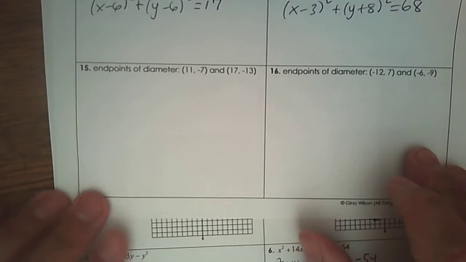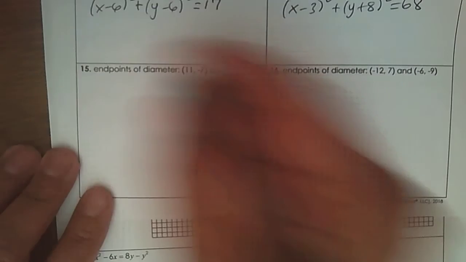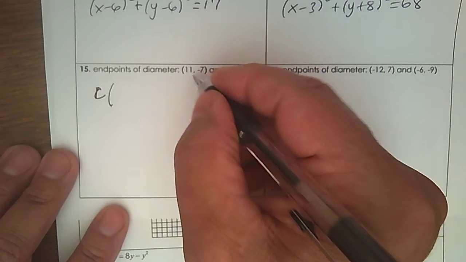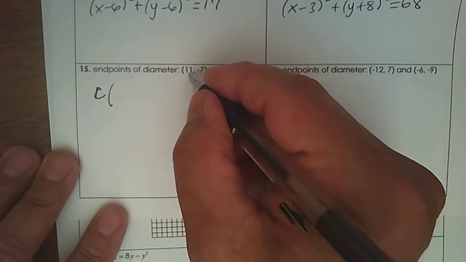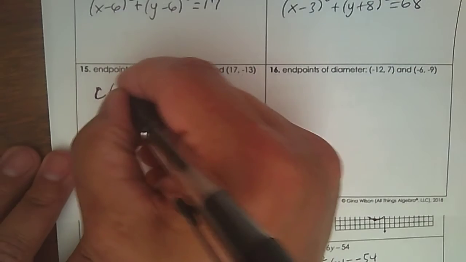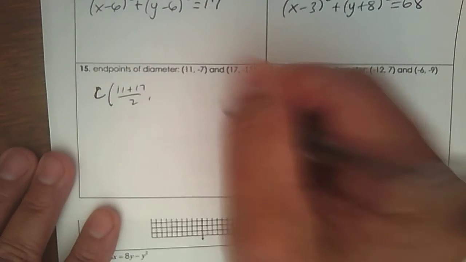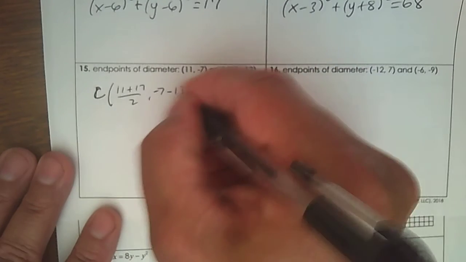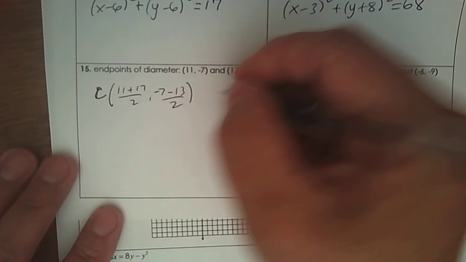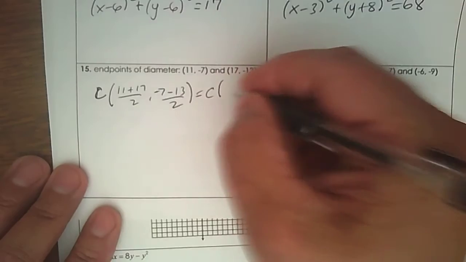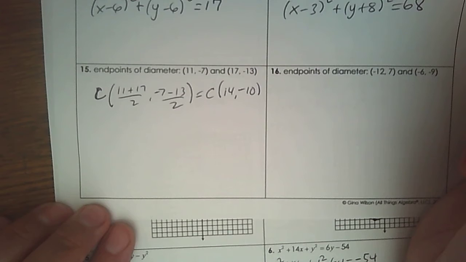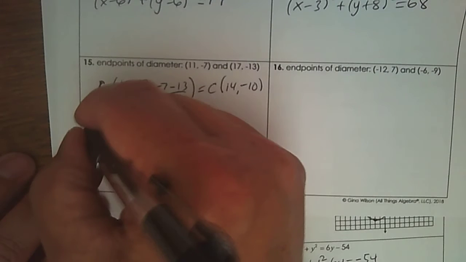Two more. You're given the ends of the diameter. So you need to find the center. It's the midpoint. So can you add the x's together, 11 and 17? You add those together and divide by 2. You add the y's together and divide by 2 as well. So that's 28 divided by 2. And that's negative 20 divided by 2. So there's your center. Now that you know the center, you can find the radius.